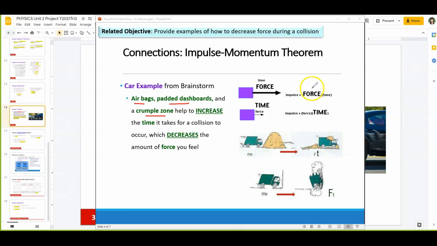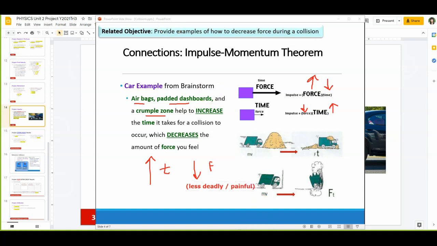So what you can see here is if you have a big force, then you have a small time, versus if you have a big amount of time for the collision to occur, then you have a small amount of force. So again, increase time in order to decrease force, making things less deadly or painful.